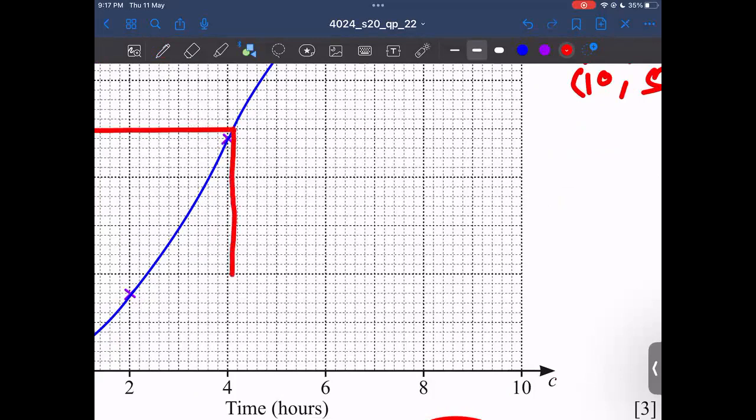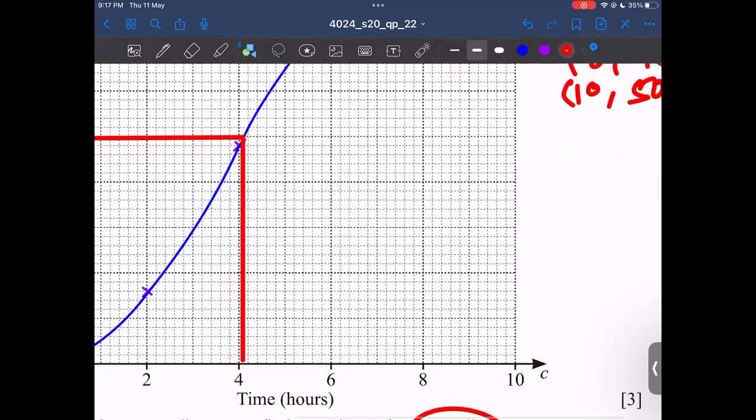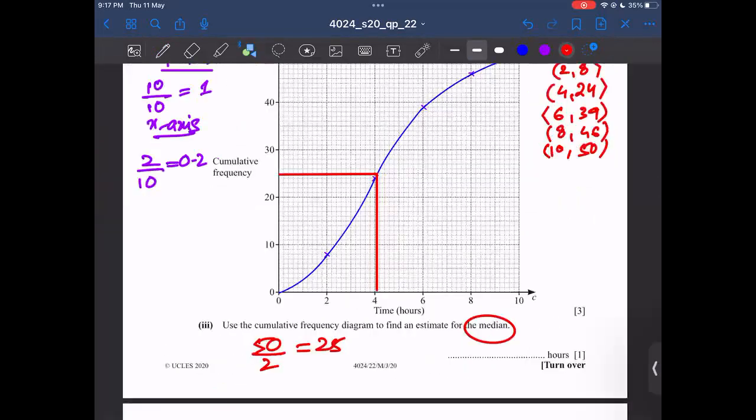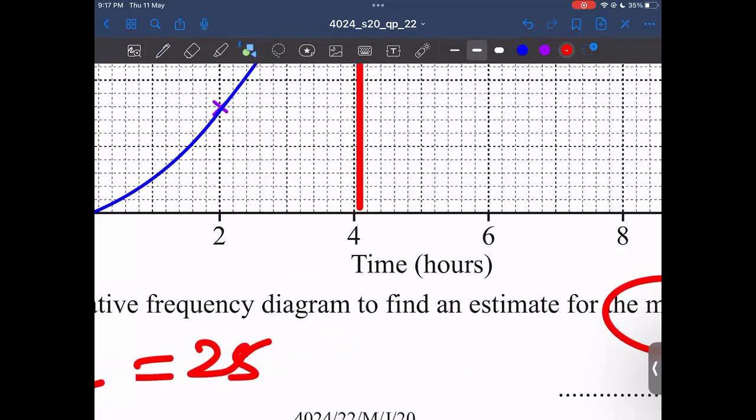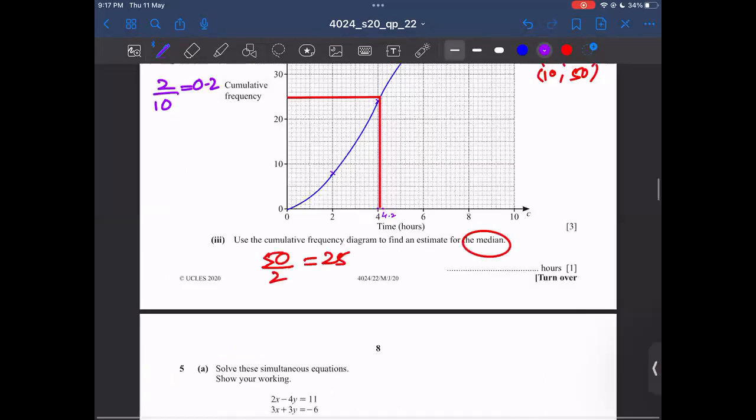Now this value over here is basically between 4 and 4.2. Each tiny small box of the x-axis is equal to 0.2. So this is the value between 4 and 4.2. This is 4.2, this is 4. So you can write 4.1 as your answer. 4.1 is your answer for the median.